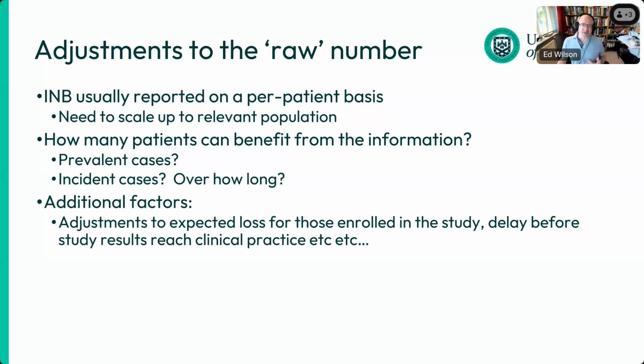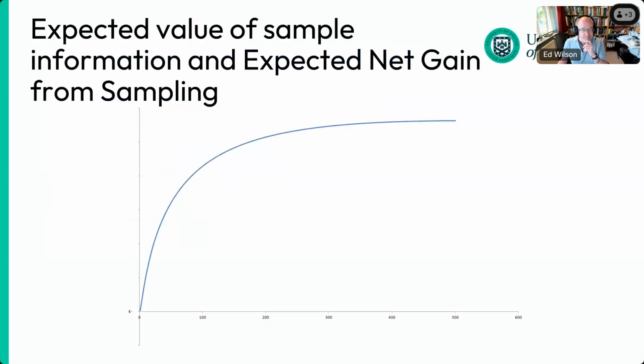But there's additional factors you can also adjust for, like the expected loss for those enrolled in the study, delay before study results reach clinical practice, and so on. There's some fantastic work, actually quite a few years old now, by Willan and Eckermann, looking at those sorts of issues. So what we do is we scale up the expected value of sample information per patient up to our relevant population. The next logical thing to do is to then compare that with the cost of sampling.